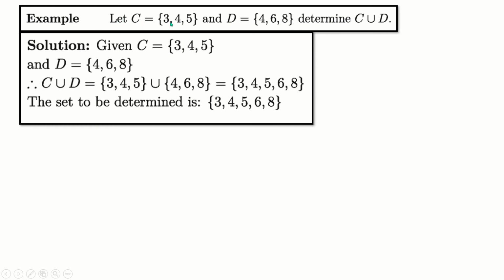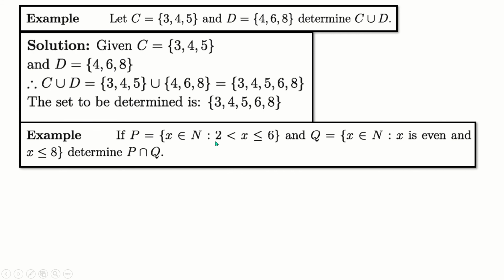Example. C is equal to this and D equal to this. Determine C union D. C union D means take all the elements from the sets C and D. Therefore C union D equals this union this. As a result we will get 3, 4, 5, 6, 8. Therefore this is the required answer. Clear everyone?